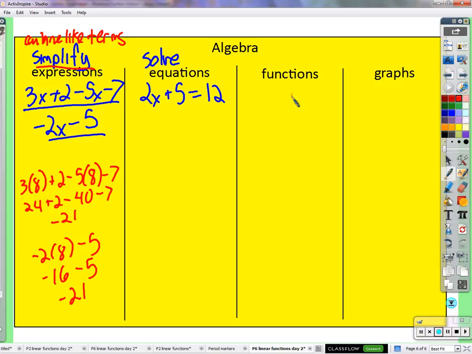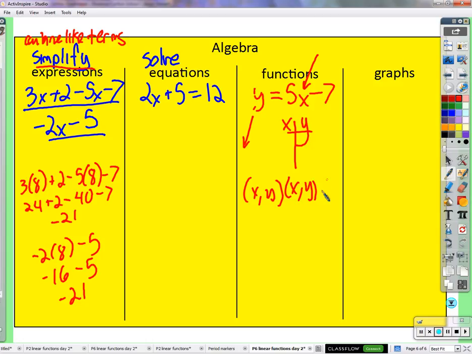Then we get into linear functions, okay? So a linear function might be like y equals 5x minus 7. Completely made up linear function. Okay? Now these functions can take different forms but really do the same thing. As long as there's a place to put something into and a place to get something out of, that's what a function does. This can look like an XY table, it can look like a bunch of ordered pairs, here's a different one, ordered pairs. Pretty common.